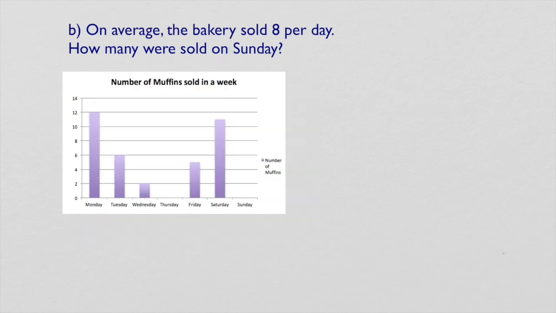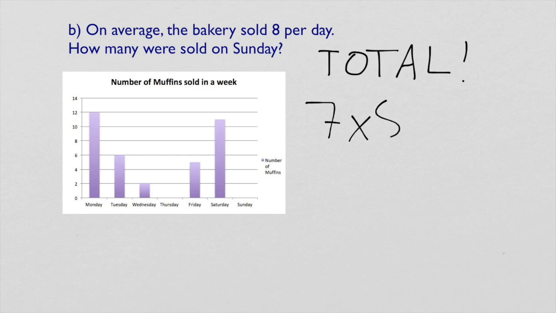Moving on to part B. On average, the bakery sold 8 muffins per day. How many were sold on Sunday? So when you're told the average, the first thing you must always do is find the total for the week. Okay, so there's 7 days in the week. You know they sold on average 8 per day. So the total will have to be 8 times 7, which equals 56.